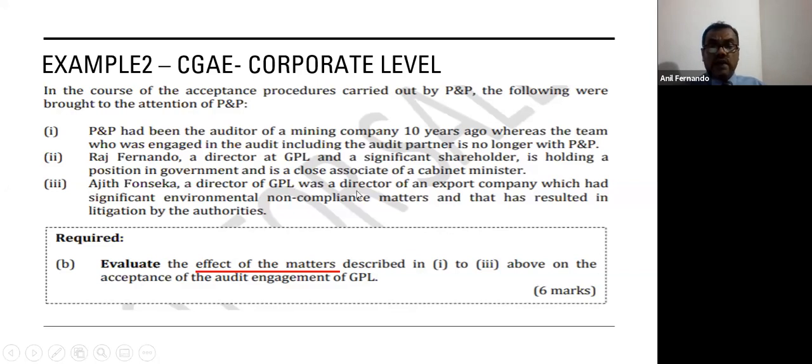Then Ajit Fonseca, a director of GPL, was a director of an export company which had significant environmental non-compliance matters that resulted in litigation by authorities. So additional information is there. First of all, it tells you that you need to be a little cautious. At the same time, we do not know whether Ajit Fonseca may have acted bona fide and tried to bring about compliance, but failed due to other reasons. But with the given information, you have to develop your skepticism and think from a risk perspective, and evaluate the situation. That is how you have to develop your answers.